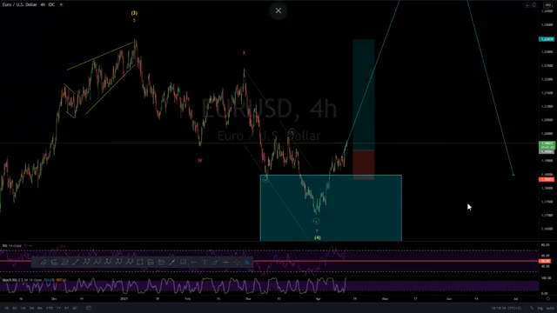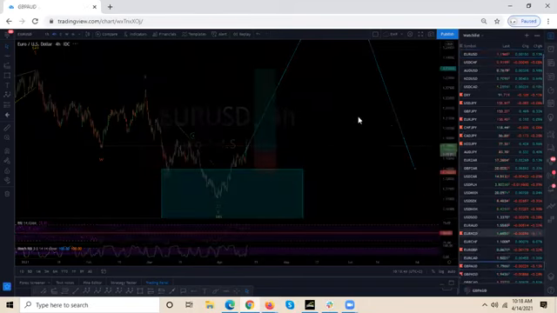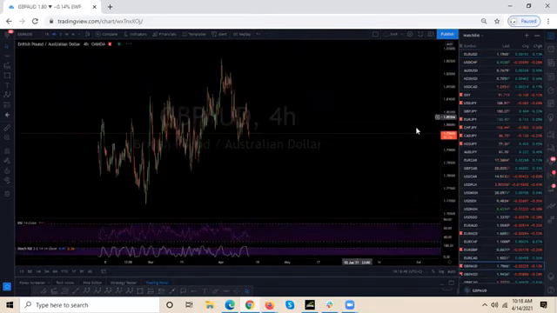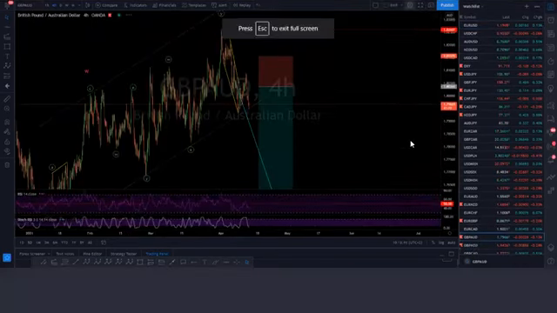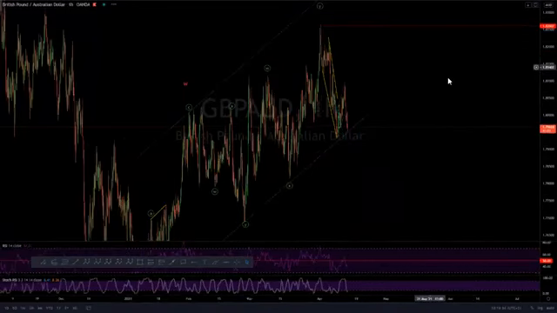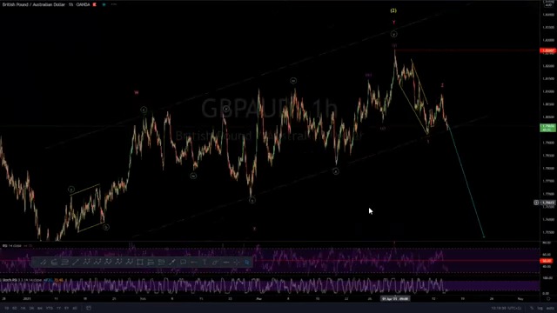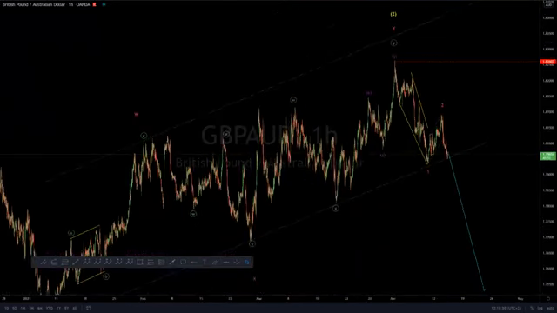Right, let me look at the next one. I think we've got Pound AUD. Pound AUD, the expectation is that we see this one still continue to trade lower. This is what we are looking at here. We're looking at this here.